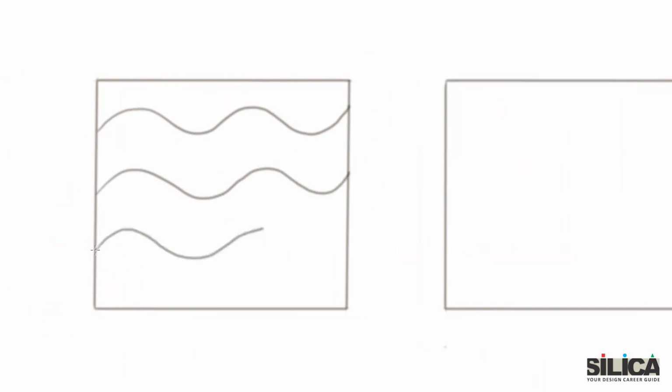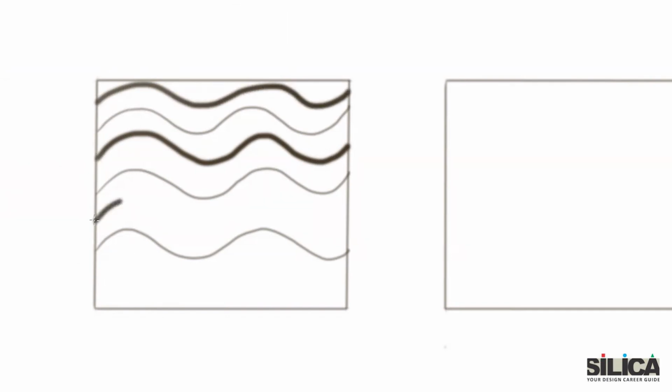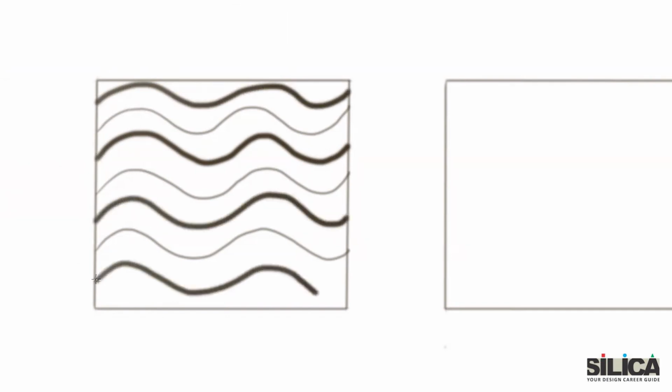I'm going to use a wavy line in a horizontal way with some distance. Now, in between 2 lines, I'm going to add a thick wavy line. This simple line pattern creates a very interesting illusion design.